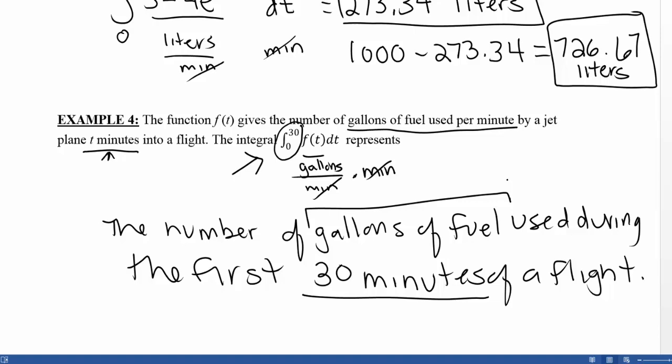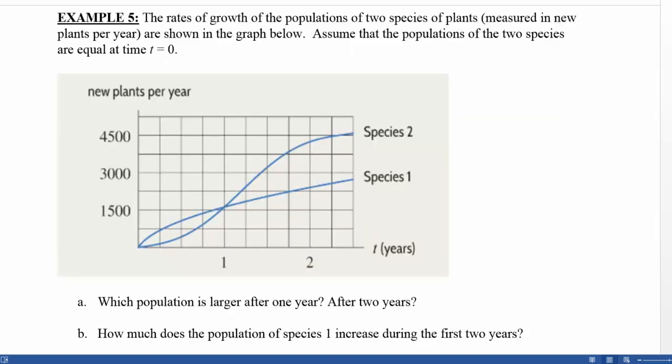Let's look at another example. Example 5. The rates of growth of the population of two species of plants measured in new plants per year are shown in the graph below. Assume that the populations of the two species are equal at time equals 0. Part A. Which population is larger after 1 year and after 2 years?